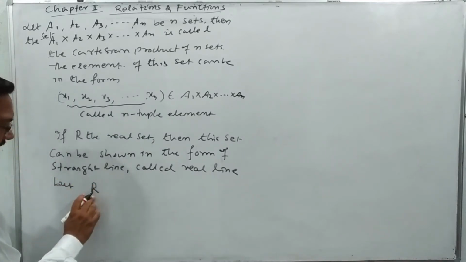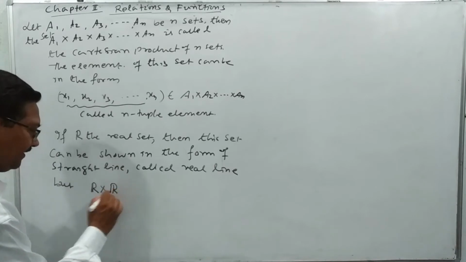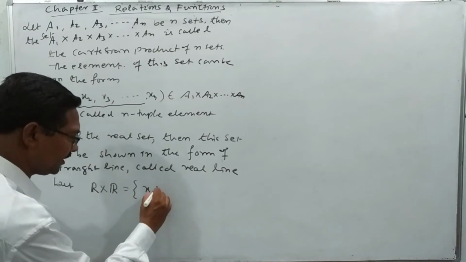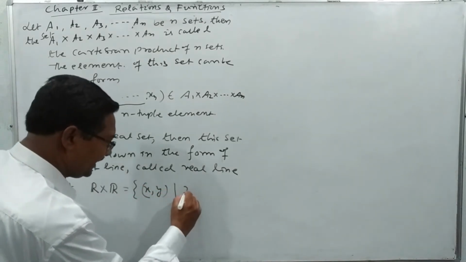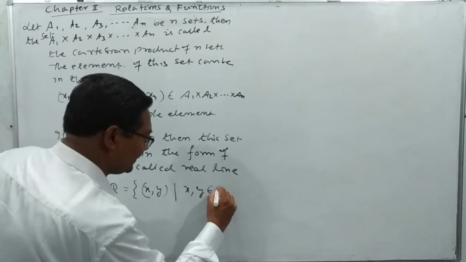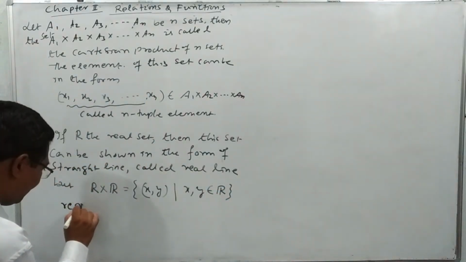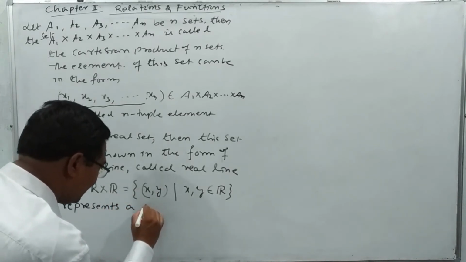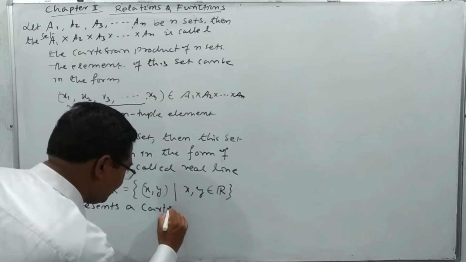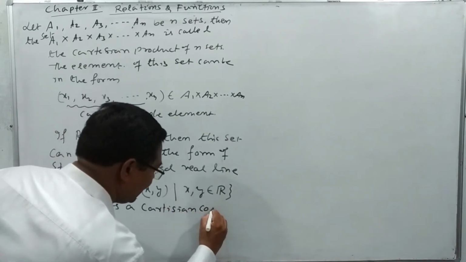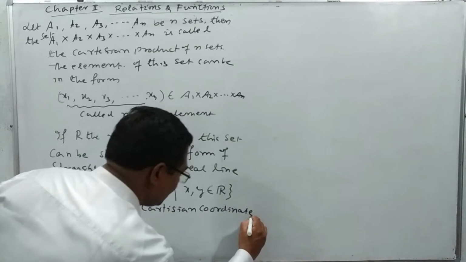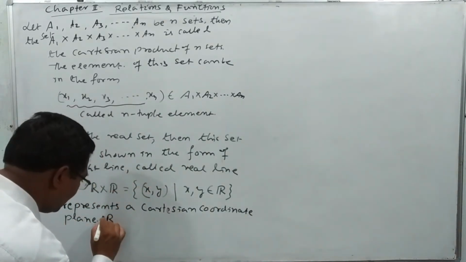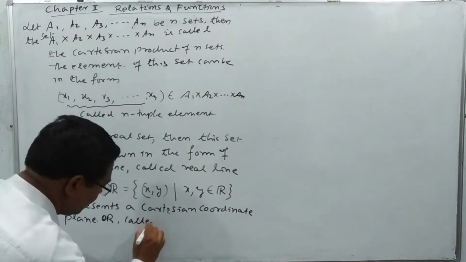But R is a real set, and we take another real set making the Cartesian product. This set can be written in the form of ordered pairs (x, y) such that x and y both are in the set of reals. It represents a Cartesian coordinate plane, or R2.